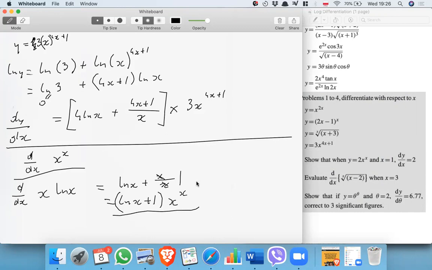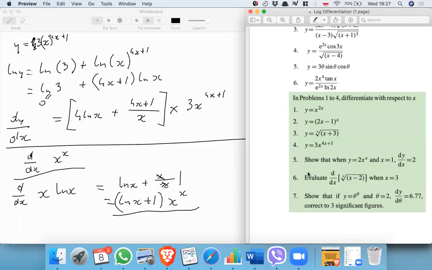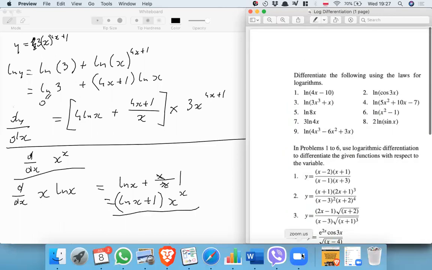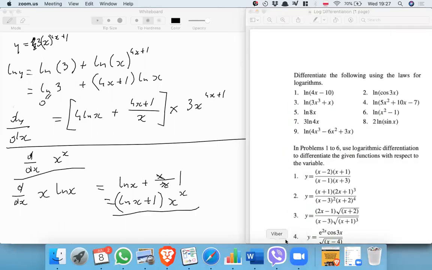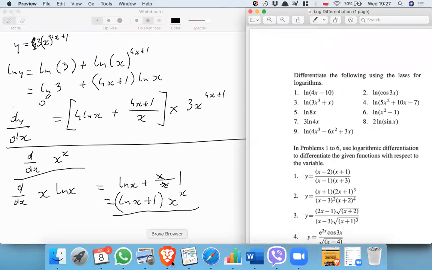Okay, so I'm going to leave this here actually. The remaining two problems I'm going to leave for you. So go back to Zoom.